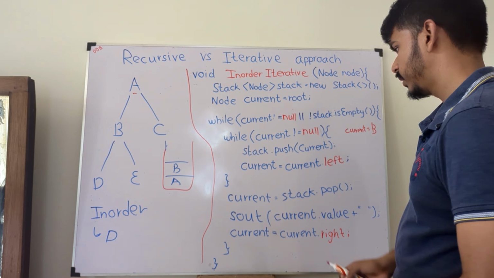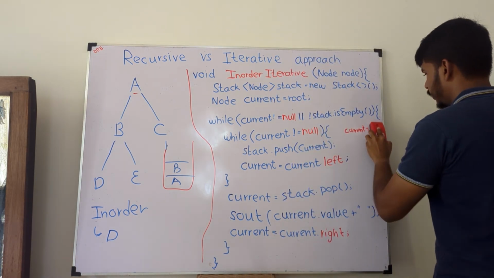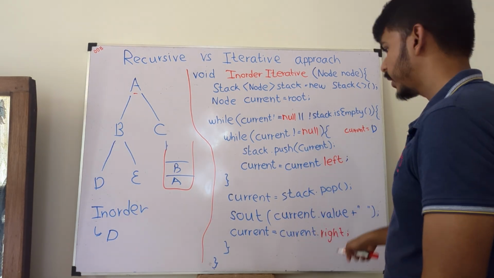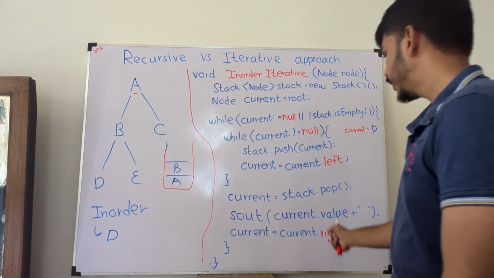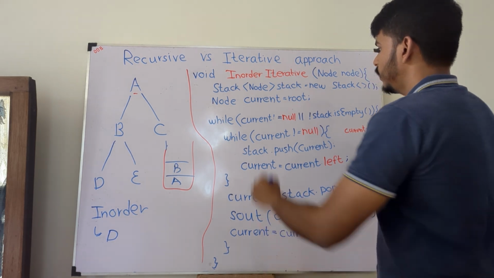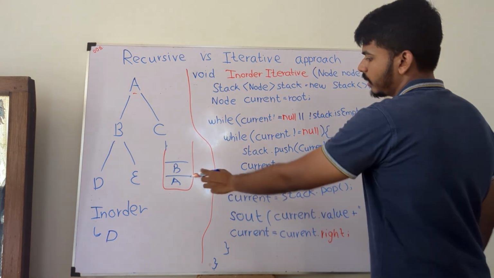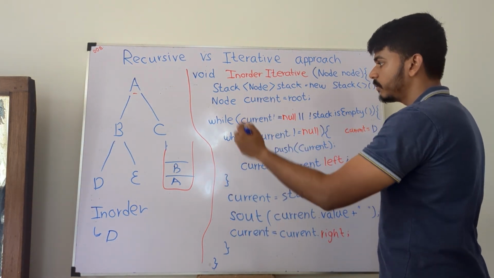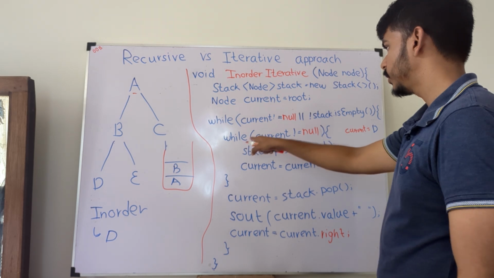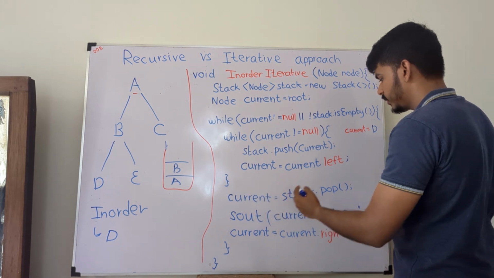Then after that, current equals current dot right. D doesn't have a right child, so the new current value is going to be null. So it goes back to the while loop again. Current is null, but the stack is not empty, as there are elements present in the stack. So it goes into the loop again, but the inner loop is not going to run because current is null. Then we go back to the statement current equals stack dot pop.